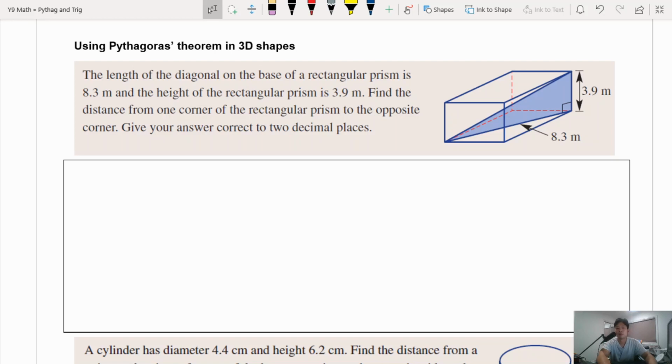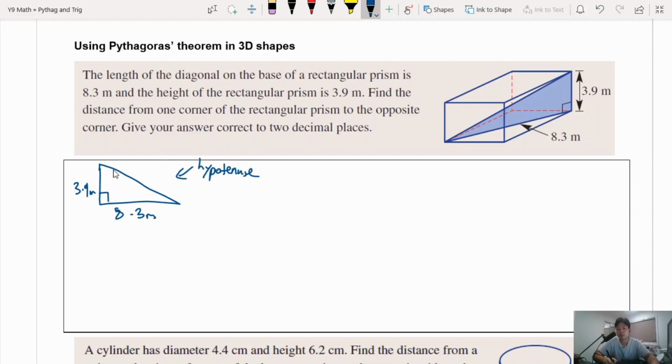Now let's have a go at using Pythagoras Theorem in a 3D shape. In this question, the right angle triangle is identified for us. Remember, we always need to draw the diagram for it so we don't get confused, and it is very important to show all your working out. I've got the right angle triangle drawn here. The base is 8.3 meters and the height is 3.9 meters, as you can see. Remember, this longest length is called the hypotenuse.